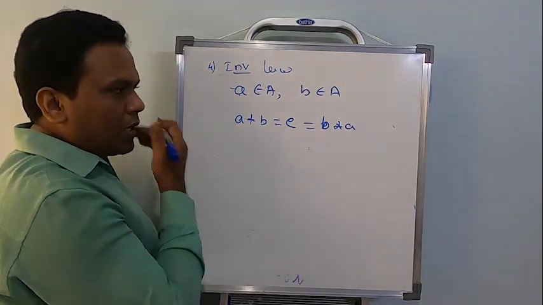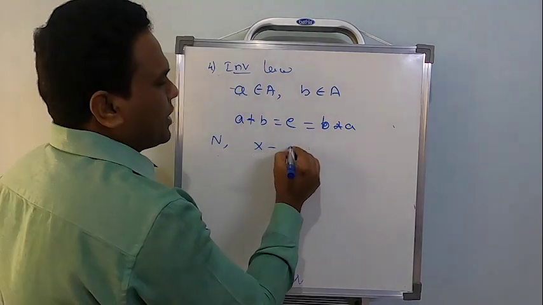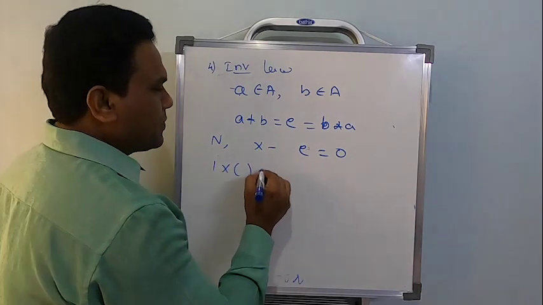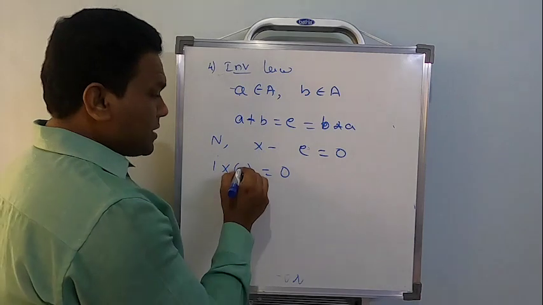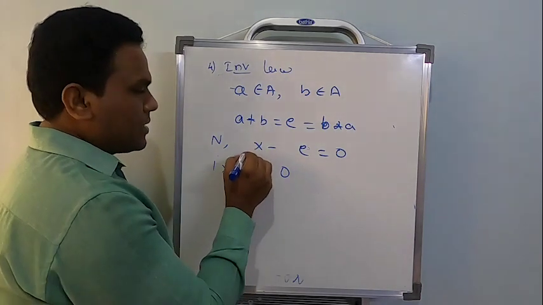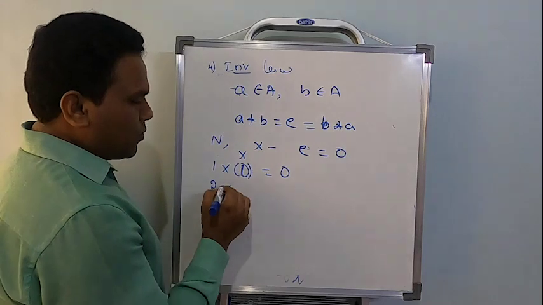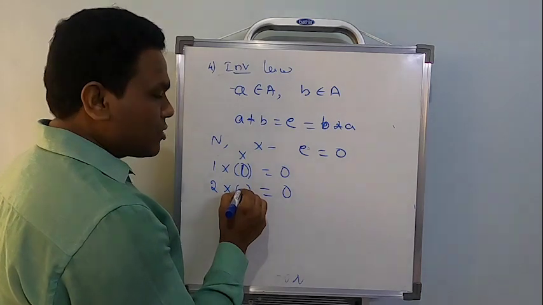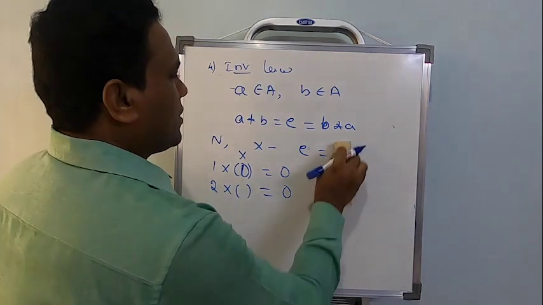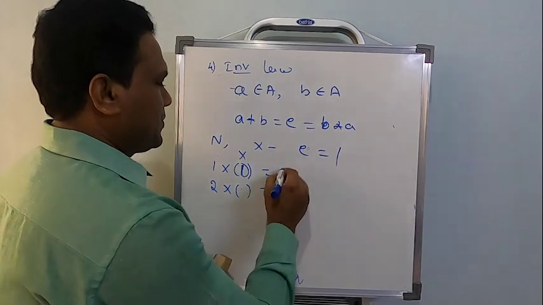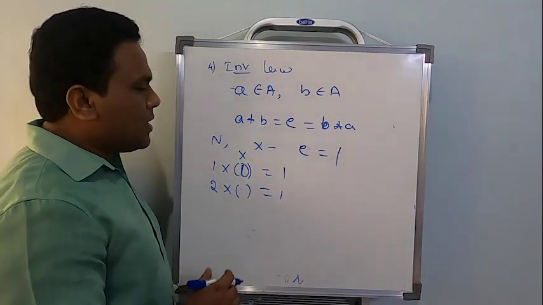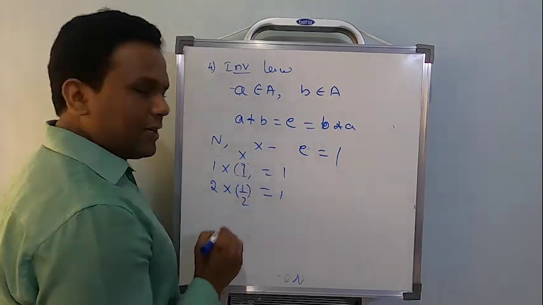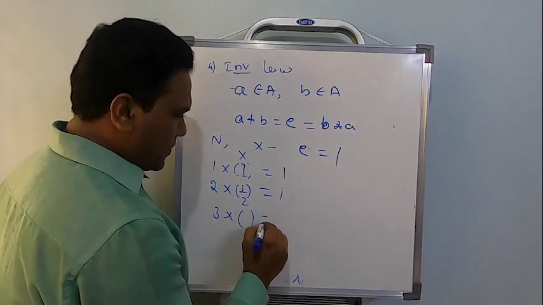Now let us see, for natural numbers under multiplication, the identity element is 0. So what I will take is 1 multiplied by something should give me 0. This is possible if this is 0, but 0 is not a natural number. And for example, 2 multiplied by something should give me 0. Okay, sorry for this. Now 1 multiplied by something should give me 1, so this will be 1, and this should be 1 by 2, right? And what about 3 multiplied by something?